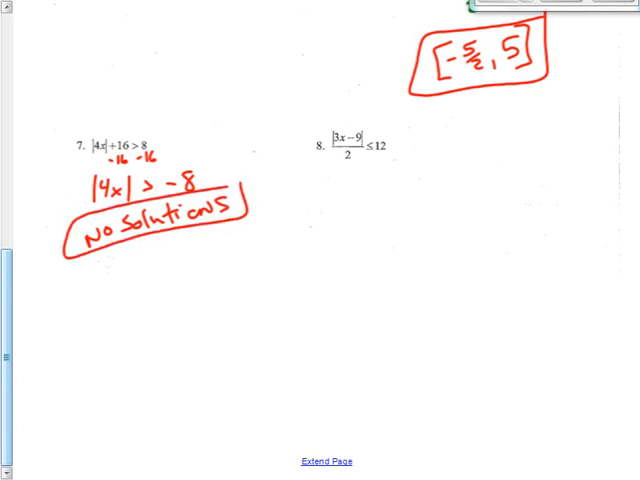Okay, so no solutions. Number 8 though, when I look at this one, I'm going to multiply by 2 first. 3x minus 9, the 2's cancel. Absolute value less than or equal to 24. I multiplied by a positive, so the inequality didn't switch. Now I could go ahead and set that up so that I could get rid of the absolute value by creating 2 separate inequalities here.